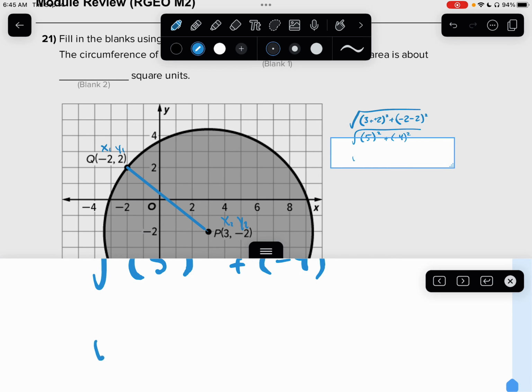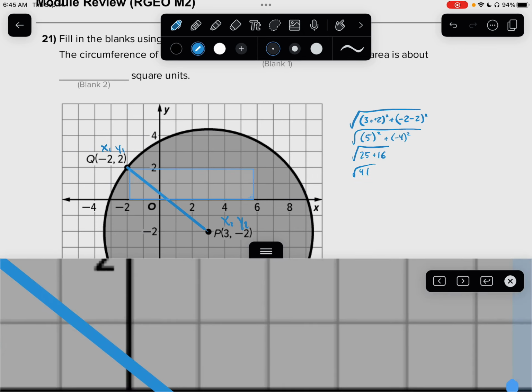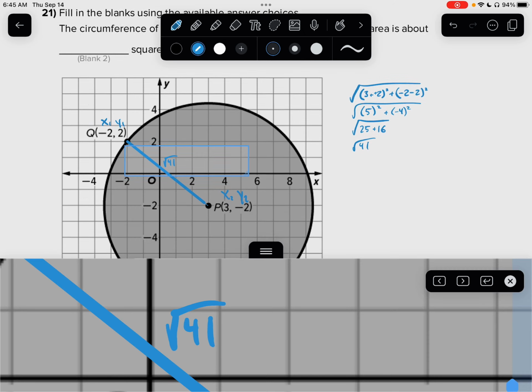So that is 5 squared plus negative 4 squared. 5 squared is 25. Negative 4 squared is 16. And 25 plus 16 is 41. So this radius is square root of 41 units. All right, now I can use that to find my area and circumference.